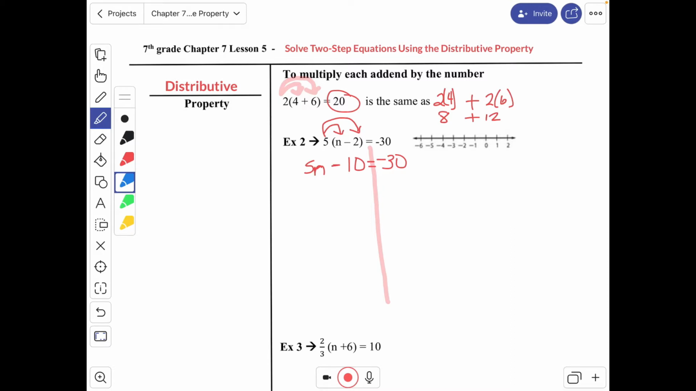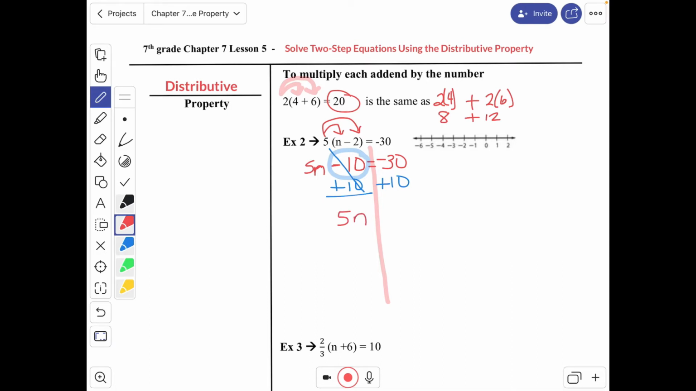Remembering whatever we do on the left, we must do on the right. So first we get rid of adding or subtracting. So the opposite of negative 10 or minus 10 is positive 10. So positive 10 to both sides, which makes them cancel on the left, and all that's remaining is the 5n. Equal sign straight down. On the right, I have negative 30 and a positive 10, which makes negative 20.